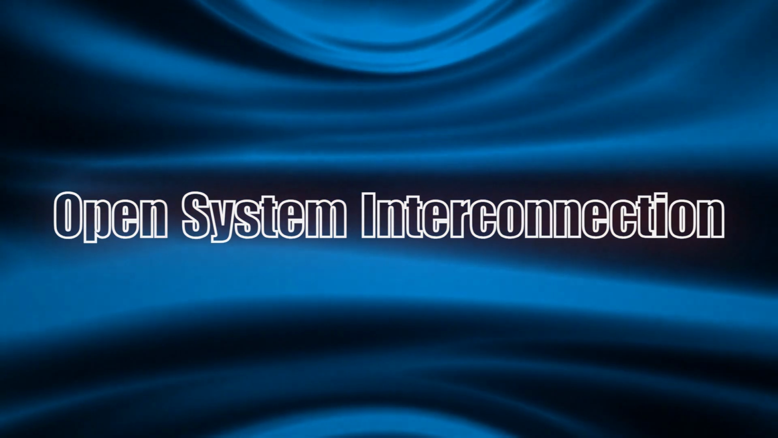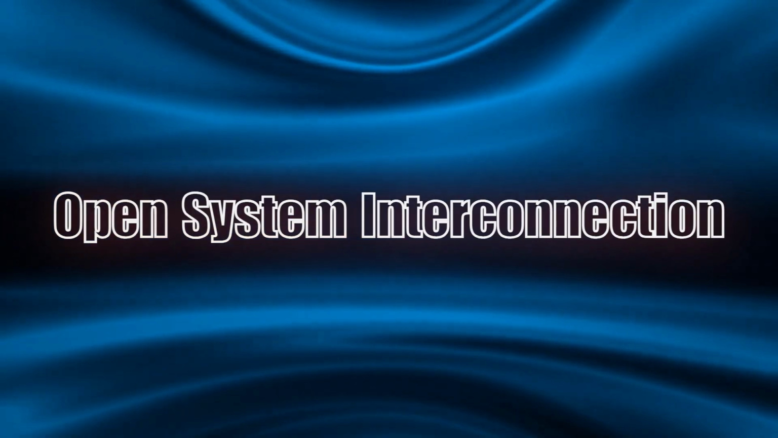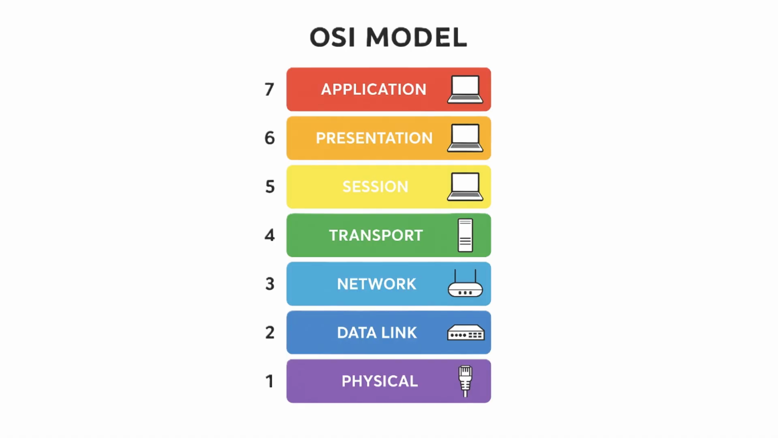The OSI model stands for Open System Interconnection. It was developed by the International Organization for Standardization in the late 1970s. It was created as a standard framework for computer networking and communication. As you can see here, it defines 7 distinct layers, each labeled with a name and a number.